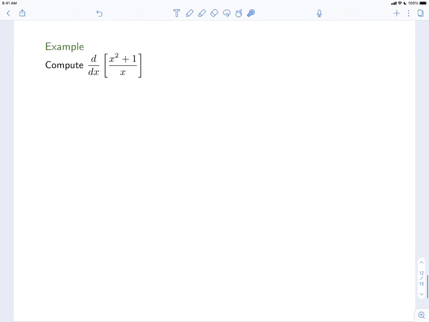Let's do another example. The derivative with respect to x of x squared plus 1 divided by x. So again, we just use the quotient rule. So it's the derivative of the top, which is x squared plus 1, times the bottom, minus the top, which is x squared plus 1, times the derivative of the bottom, divided by the bottom squared.